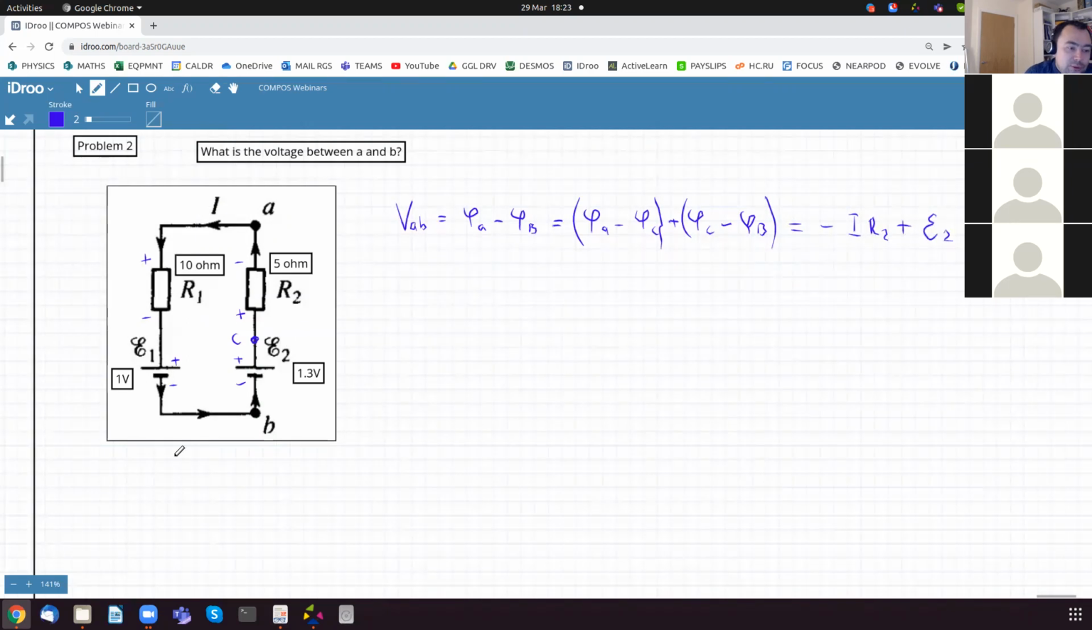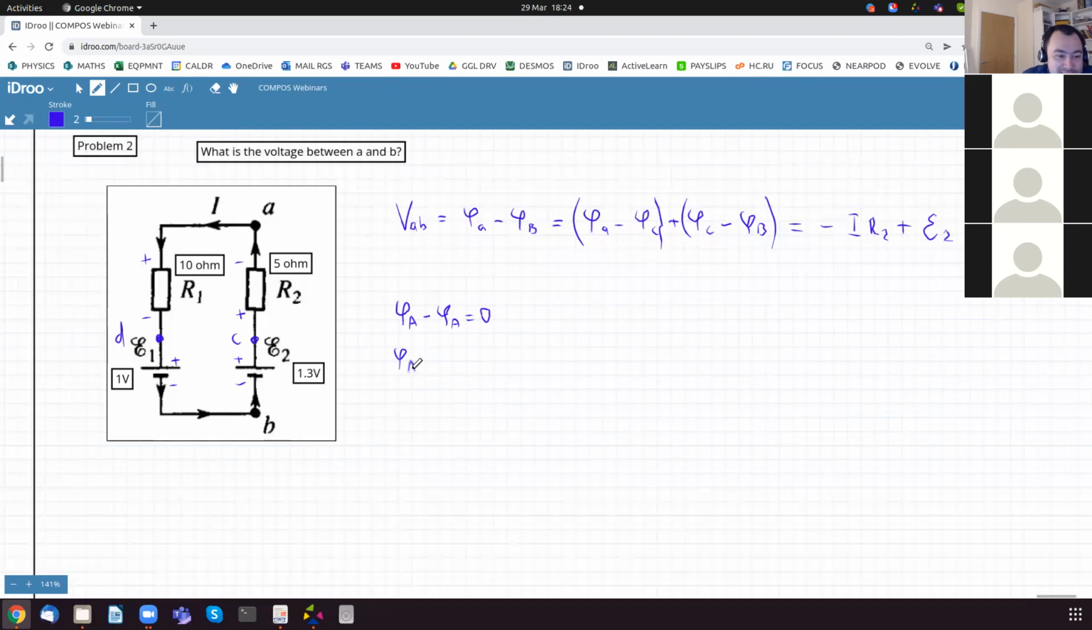So to find I, we're going to write it out in a similar way. I'm going to make it a little bit more fun. I'm going to introduce a point D. And I'm going to write down that potential at A minus potential at A is equal to 0, which is a very obvious statement. But now I'm going to write it in a different way of looking at Kirchhoff's second law.